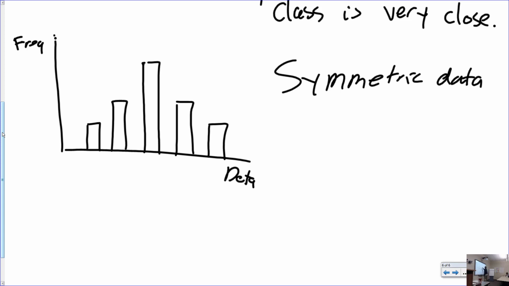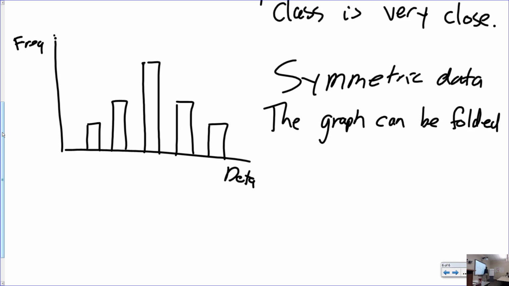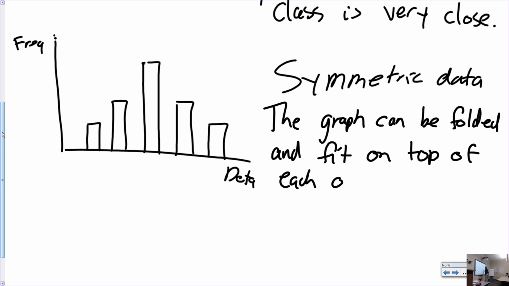So, the graph can be folded and fit on top of each other. However you want to define symmetry, whatever the classier way of doing it is. I can't give you the Webster's dictionary definition right now, but that's what symmetry means.